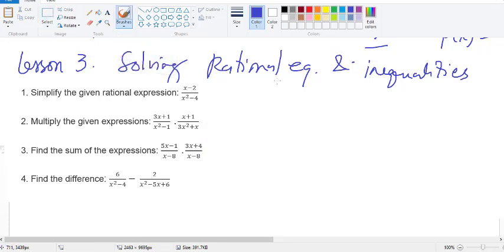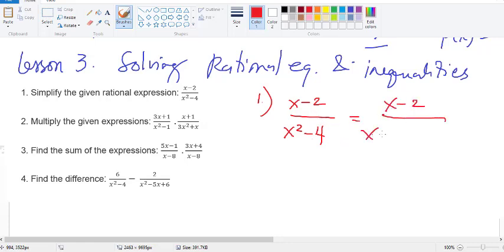Number 1. Let me use a different color. Okay. So, x minus 2 over x squared minus 4. But we know x squared minus 4 is a special type of expression. Tama man? Kasi ang factor niyan is actually x minus 2 times x plus 2. Tama man? So, makakancel natin ang x minus 2.